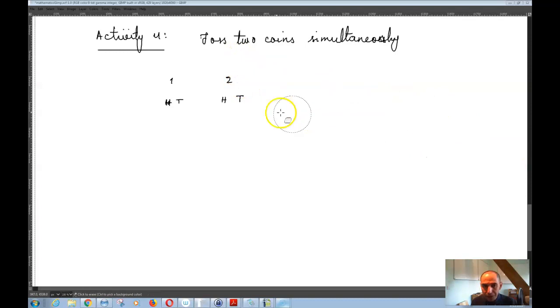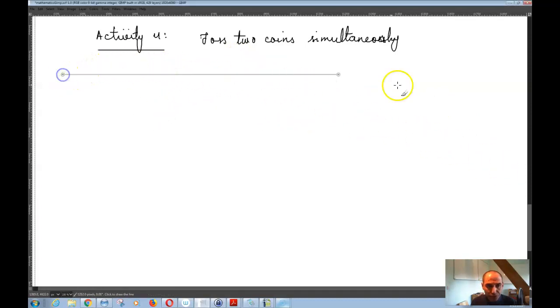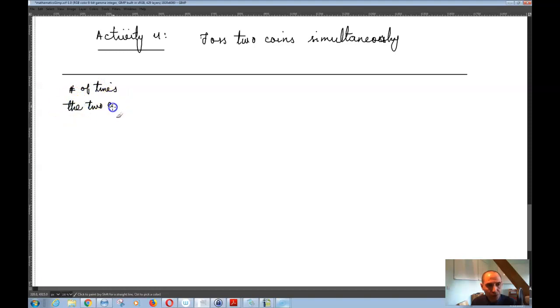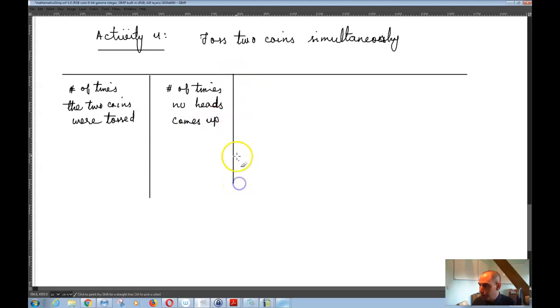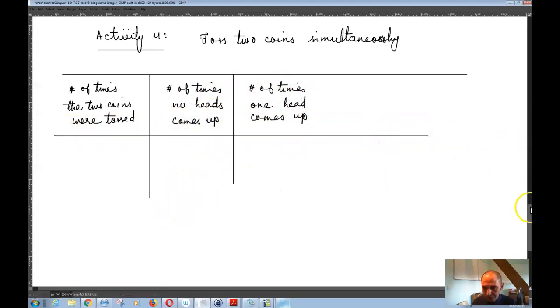But then the table that has been introduced here is where you want to put your observations, meaning the number of times the two coins were tossed, and then, for example, one different possibility would be the number of times no head comes up. And then you could have, for example, the number of times one head comes up. And you can get all of these different situations out of the four different combinations.